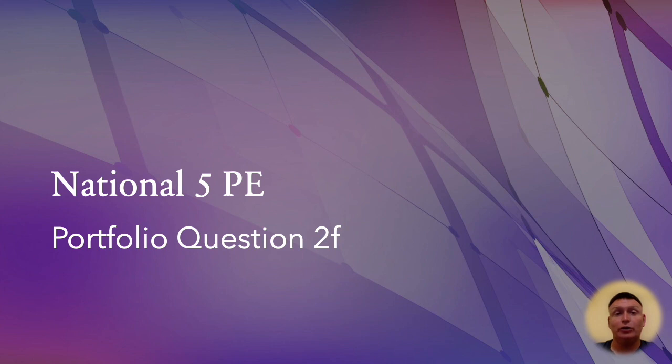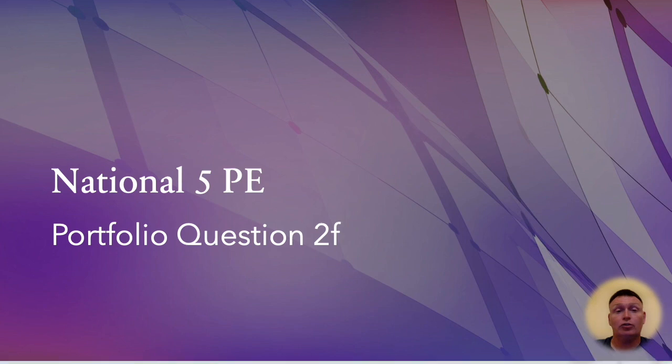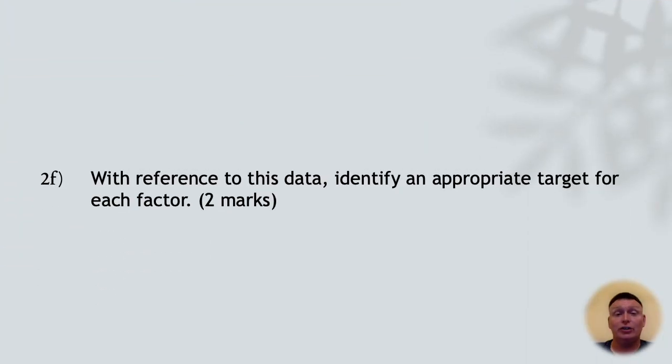In today's video we're looking at question 2F, and this really is a question that you should be looking to pick up both of the available marks on. The question says: with reference to this data, identify an appropriate target for each factor, and it's worth 2 marks. So you need to refer back to the data you have collected on your performance, and then use that data to identify an appropriate target for both of the factors that you've gathered data on.